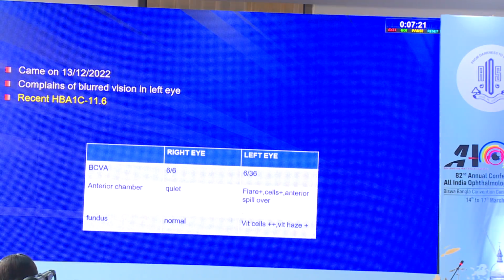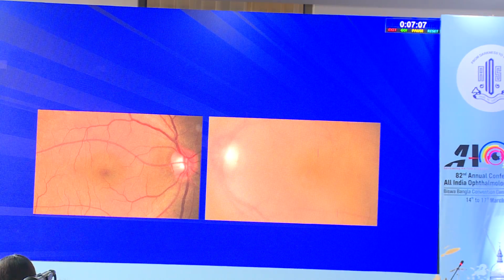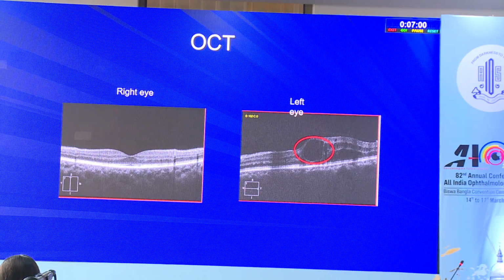And then best-corrected visual acuity came on 13/12/2009, complained of blurred vision on the left eye. The patient had glycosylated hemoglobin 11.6, and he had vitreous cells and vitreous haze. And you can see the left eye has got vitreous cells almost 2+. And there was a cystoid macular edema.